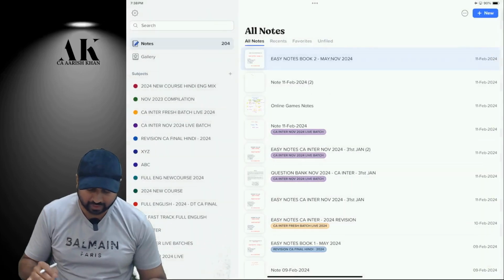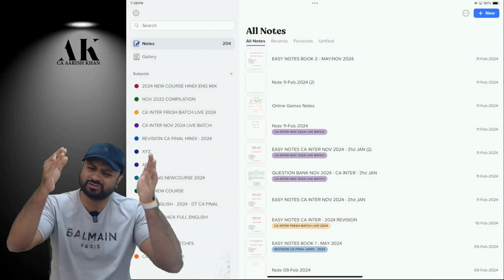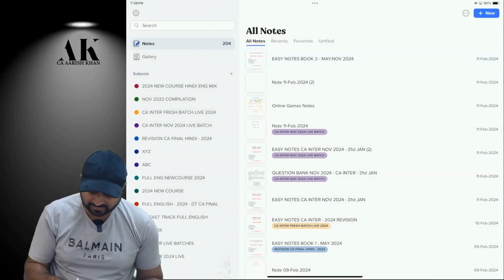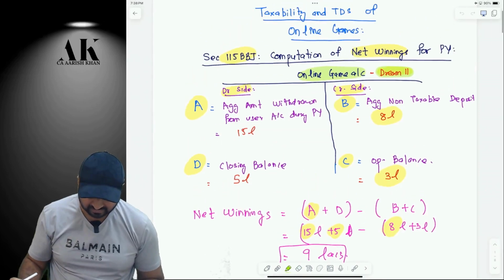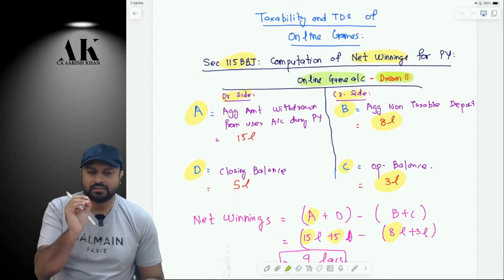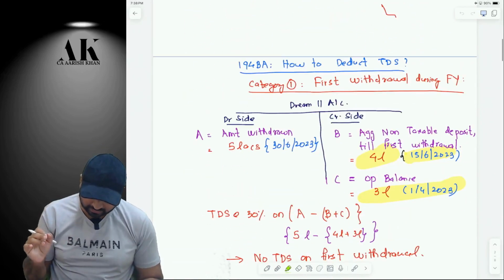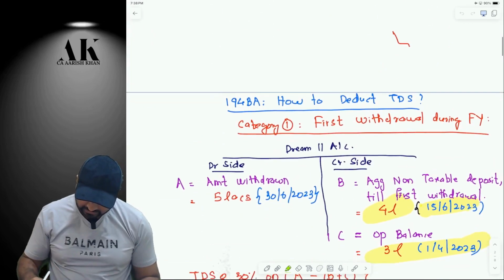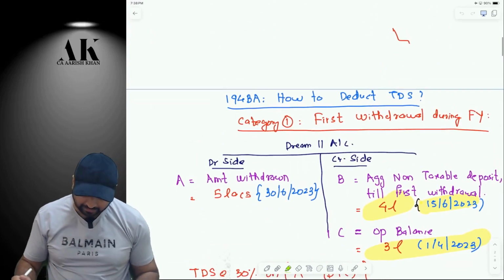Okay. Now let me give you an example. You don't have to remember the formula; you will remember it by default. What is the formula? When you withdraw for the first time, it is A minus B plus C. Now listen, this is the provision. This is the example in front of you.